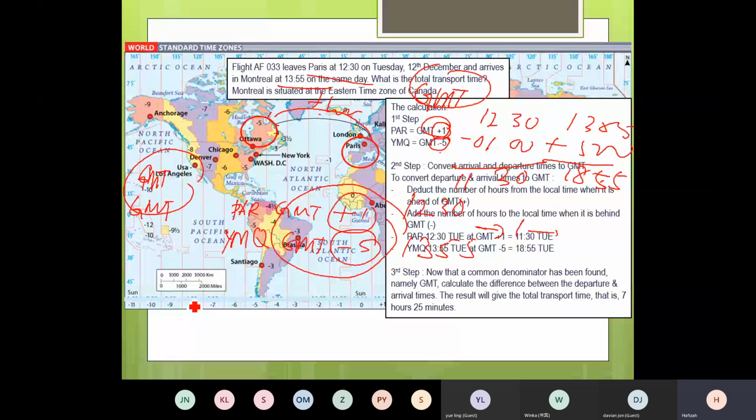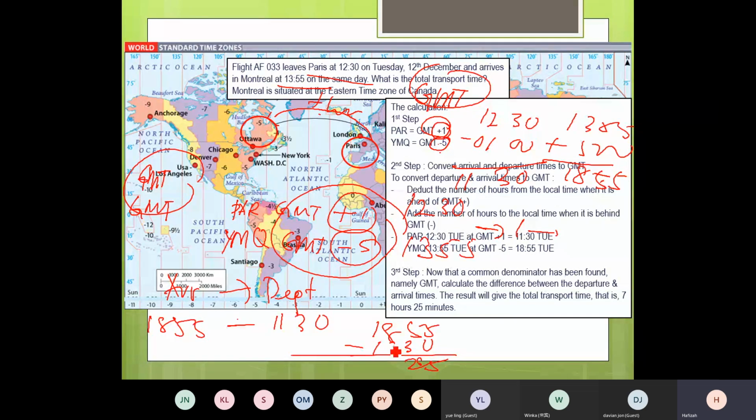The arrival, when you arrive at the country, is arrival minus departure. So the arrival here becomes 18:55, and it should be minus the 11:30. So 18:55 minus 11:30 equals 7 hours 25 minutes. So this is the transport time. The flight takes 7 hours, 25 minutes. Okay, do you understand or not?